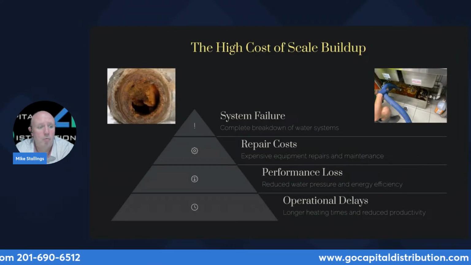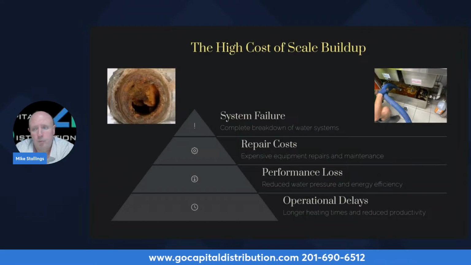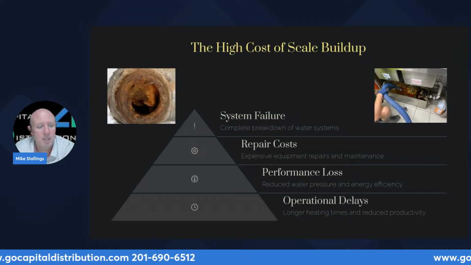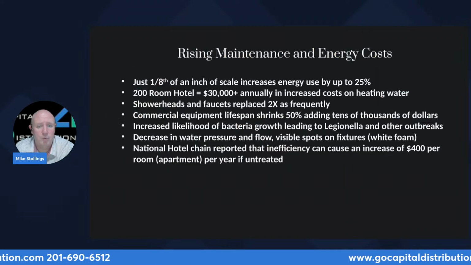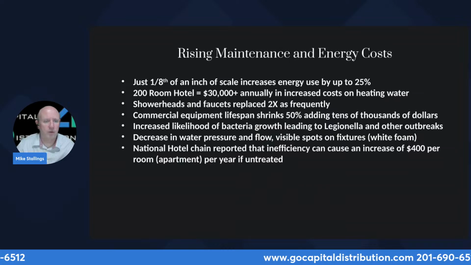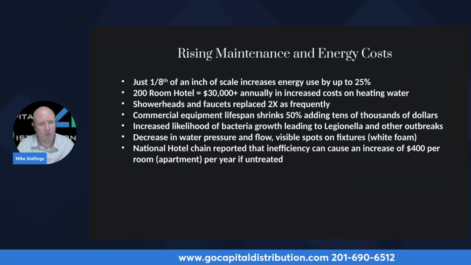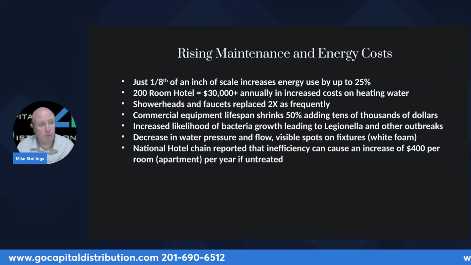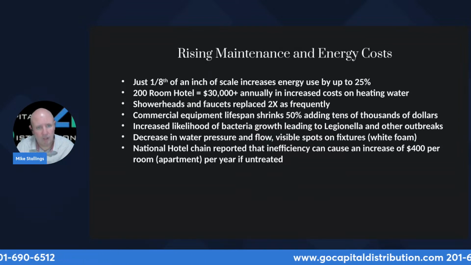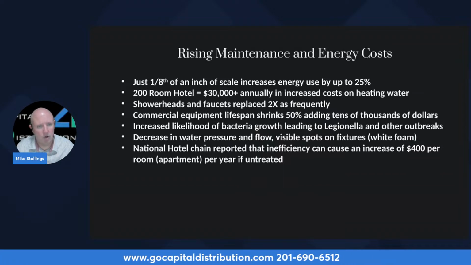And then operational delays. Anybody who's a facility director of, let's say, a factory production plant, if the water's not getting to the line where you need it to produce your products, guess what? Your production's slowed down. That's a cost as well. Some of the quick facts on this: if you have 1/8 of an inch of scale buildup within your pipes or on your equipment, you can be increasing your energy use by up to 25%. For a 200-room hotel, that's $30,000 a year in increased costs. You're cleaning your shower heads and faucets twice as frequently.